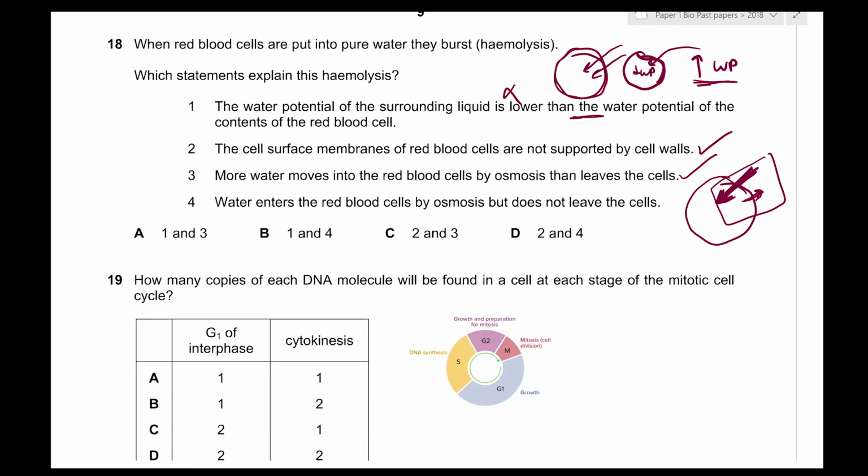For 4, water enters the red blood cell by osmosis but does not leave the red cells. Does not leave the cells. Now, this is incorrect because the definition of osmosis is net movement. So net movement, as I just mentioned here, water would enter in at a greater quantity, but still some water would also leave. Therefore, the statement that it does not leave the cells is incorrect, and the correct answer is 2 and 3, which is C.